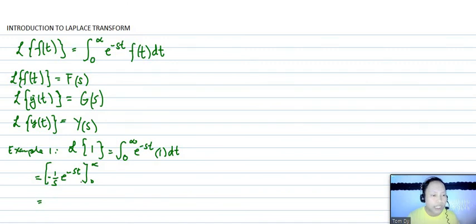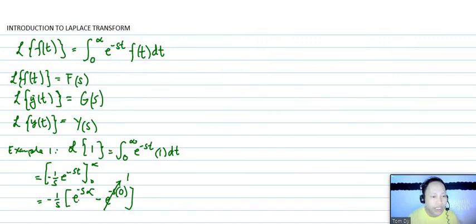And then, if we substitute our limits, we have here negative 1 over s times e raised to negative s times t, which is infinity. That will be our upper limit, minus the lower limit, that is e raised to negative s times 0. Okay, this one, 0 times negative s equals 0. And then e raised to 0, that is equivalent to 1.